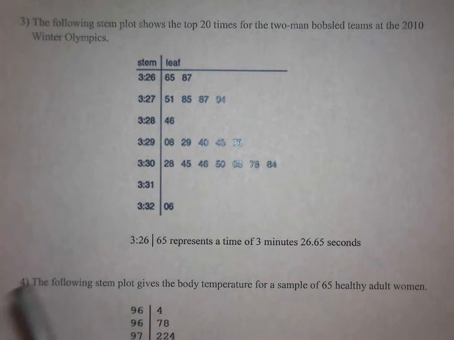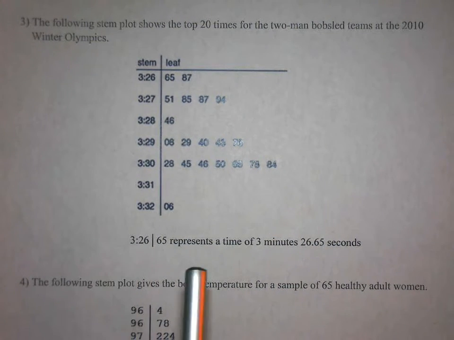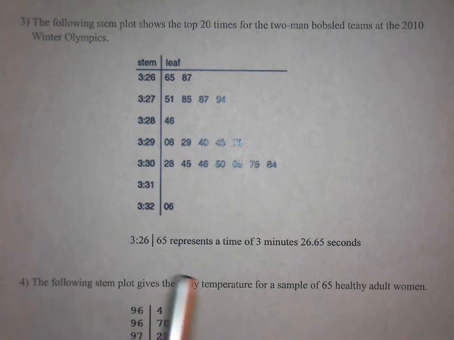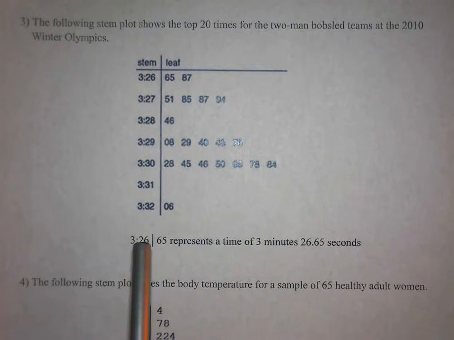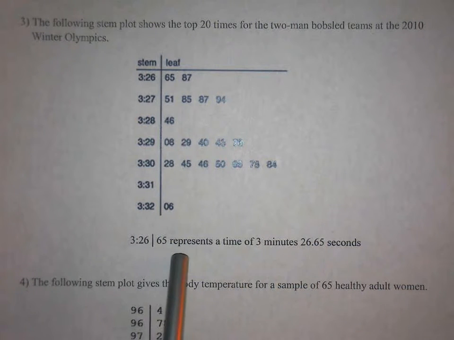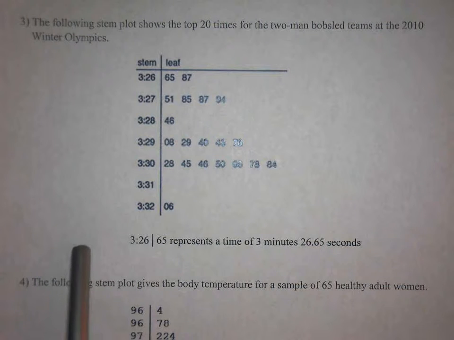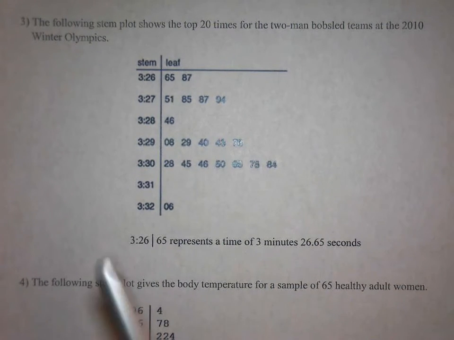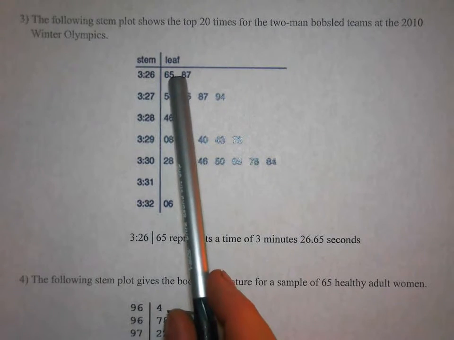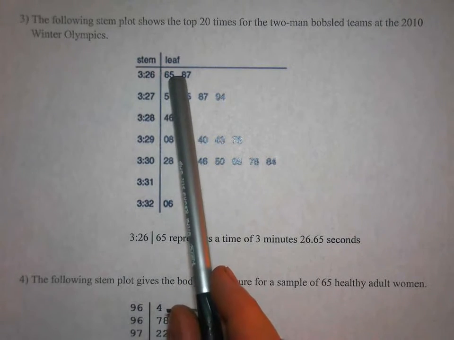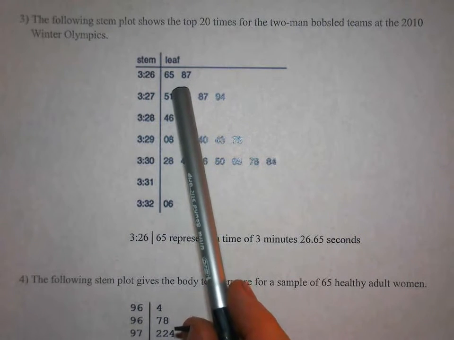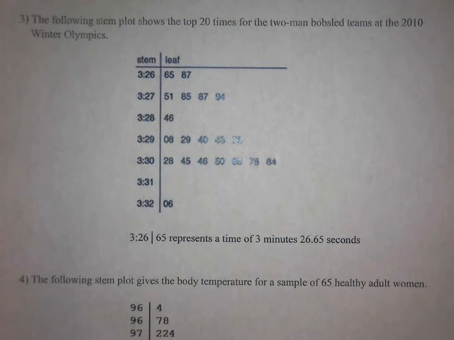Okay, so here we have winning times for bobsled teams at the 2010 Winter Olympics. So here looking at the key, 3:26/65 means 3 minutes and 26 seconds, and then the 65 represents the 0.65. Okay, so that's just another example. In this one, notice the leaves are 2 digits long, which is okay. Sometimes you'll see commas separate them, like in the last example. It just depends on the person making it.